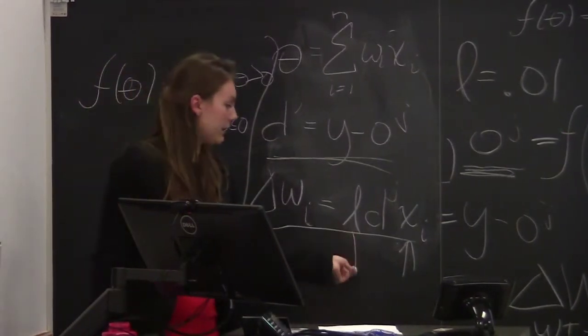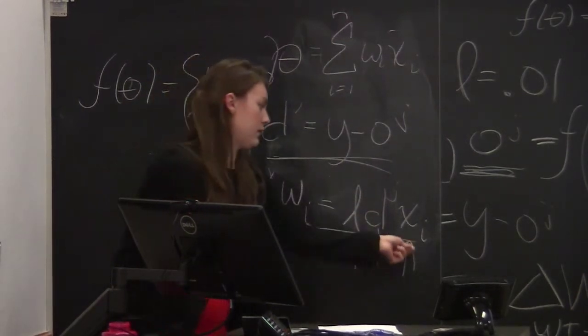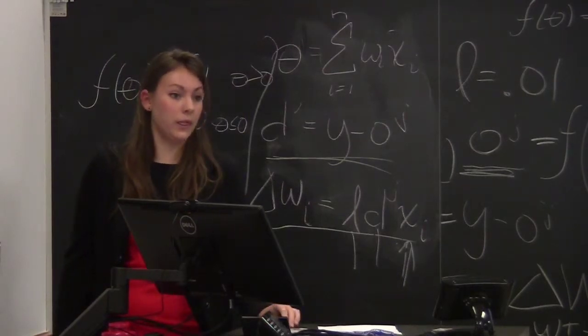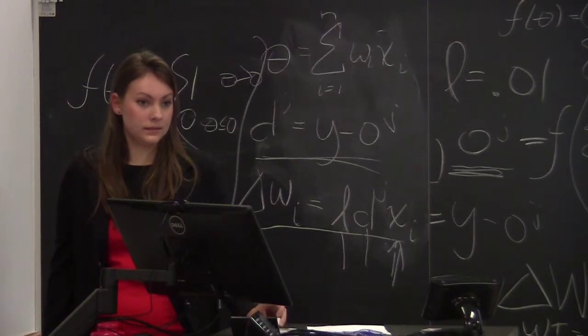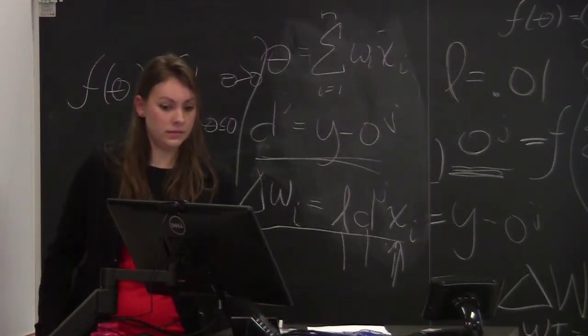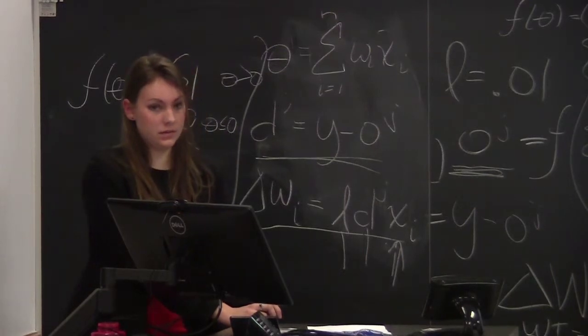0.01. Why? Because our learning rate's 0.01. We just said D is 1, and X3 is 1. So now neuron 3 needs to add what? 0.01 to the existing weight of 0. Okay. Ready for the next one?